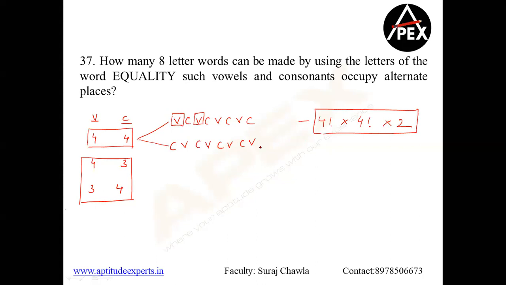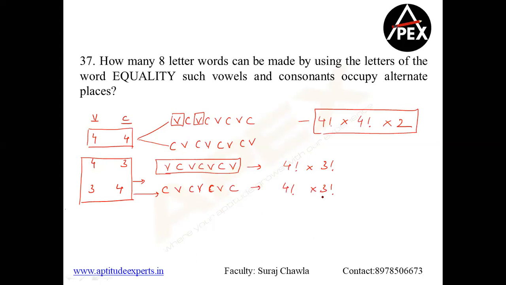But if the vowels and consonants are not equal, then please understand I start with the one which is on the larger side. So this will be only V, C, V, C, V, C, and V. That's it. If they're not equal, I'm covering both the models in the same question. Here also I'll start with C, V, C, V, C, V, and C. So when they're not equal, there will be only one case. Four vowels in four places, 4 factorial, and three consonants in three places, 3 factorial. Here I have four consonants in four places, 4 factorial, and three vowels in three places, nothing but 3 factorial.